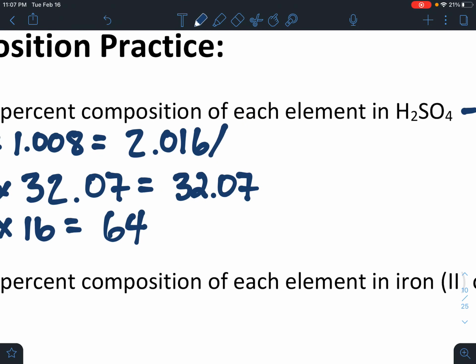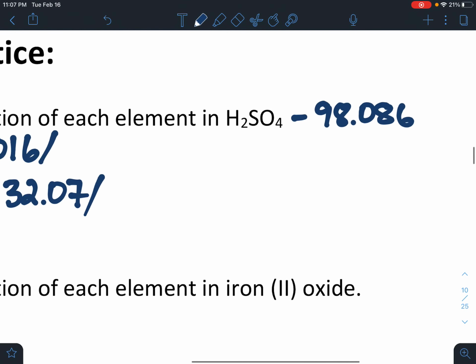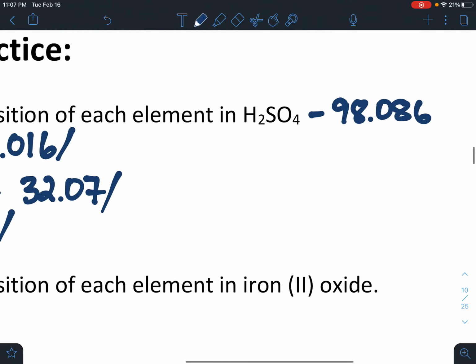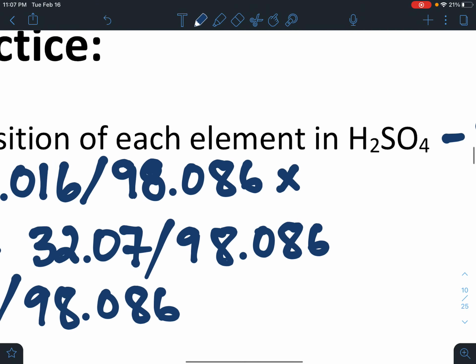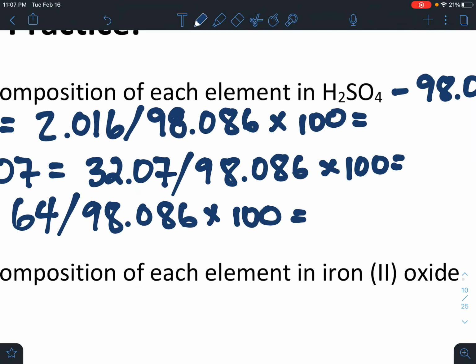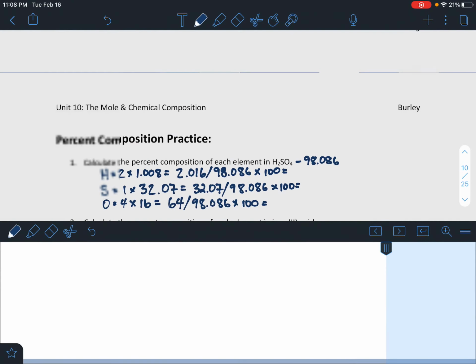Simply divide by the total molar mass for each of these things. So I'll go through and put a little division sign in. Divide, divide, divide. We're dividing by the same number every time, 98.086. I should probably also write that we need to multiply it by 100. All right, so we have 2.016 divided by the total, which is 98.086. And then multiply that by 100. And that's equal to 2.05.